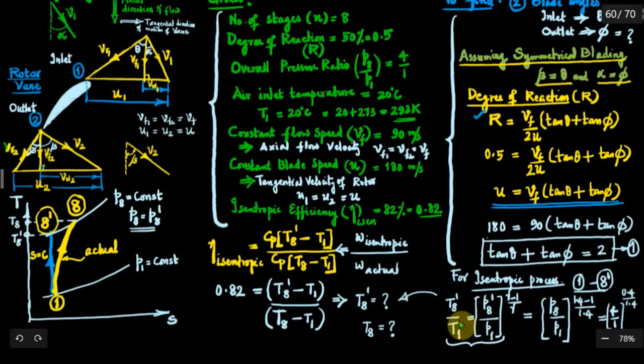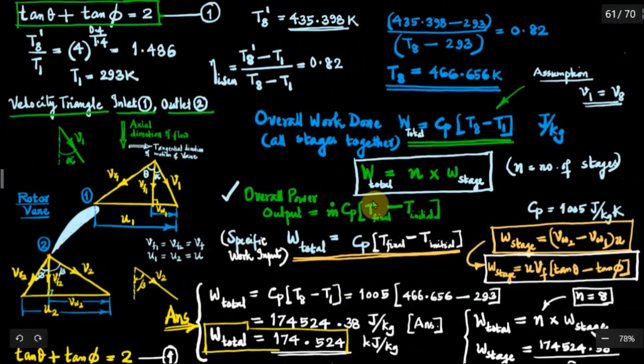From the given information, the inlet temperature is available, 293 Kelvin. We do not know individually the pressures at the end of compression and before the compression, but we know the pressure ratio, that is 4 by 1. So P8 by P1 is 4 by 1, and so you can now calculate T8 dash by T1, out of which T1 is known. So definitely you will be in a position to find out T8 dash.